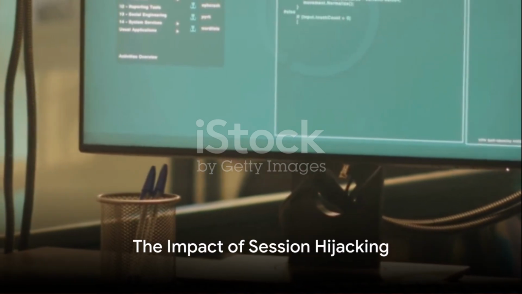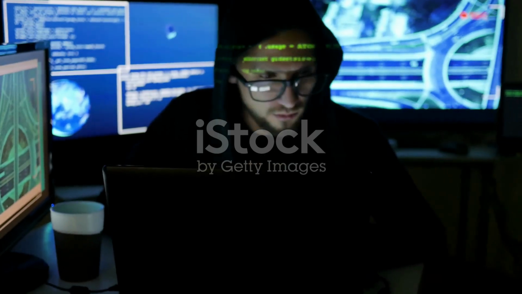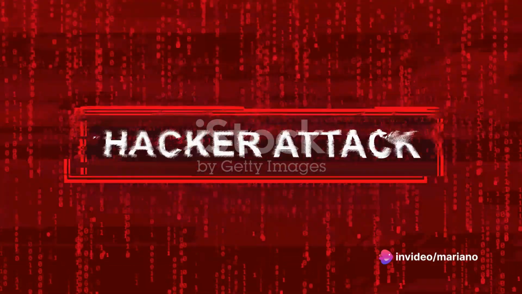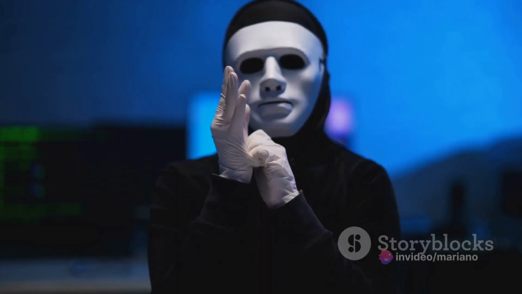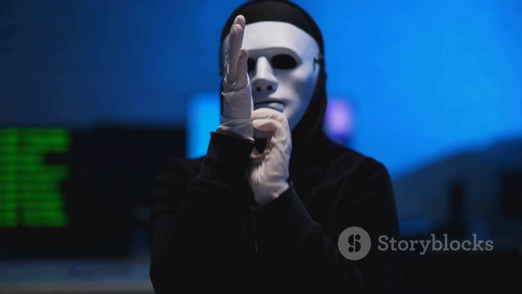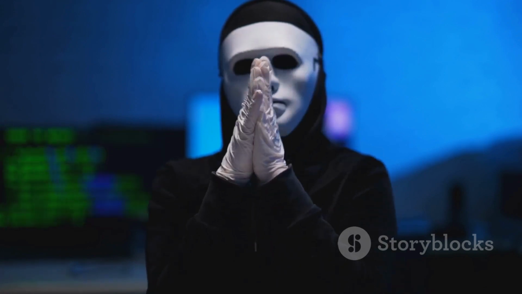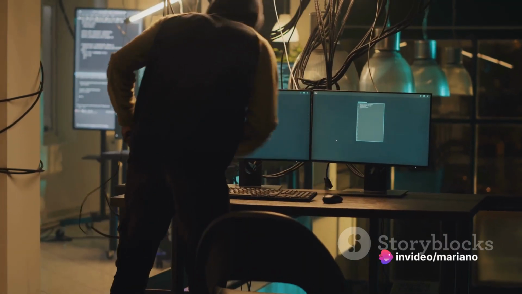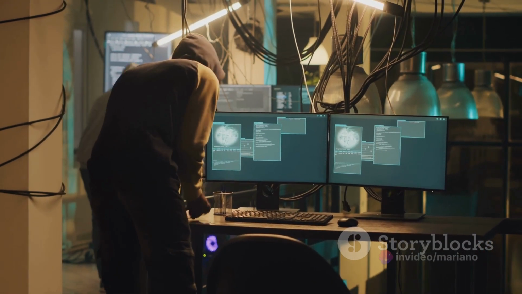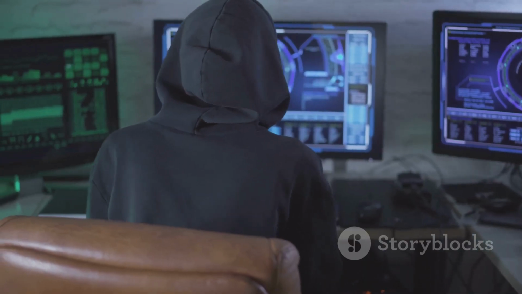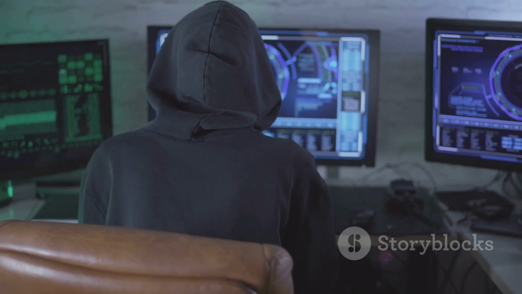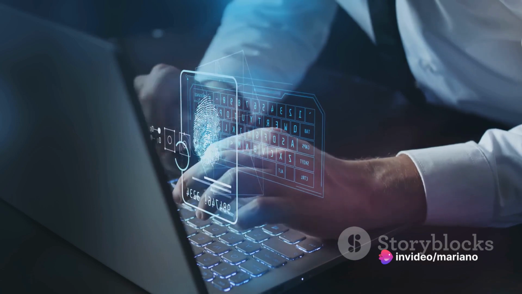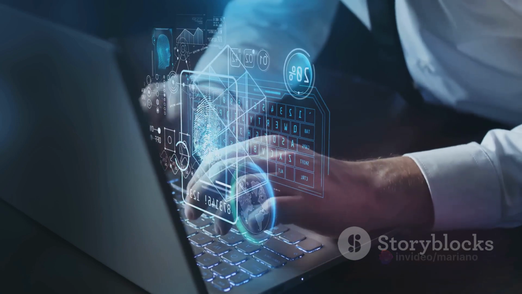So, what happens when an online session is hijacked? This is a question that keeps many cybersecurity enthusiasts up at night. The impacts can be both wide-ranging and deeply personal. Let's delve into some of the potential ramifications. One of the most immediate impacts of session hijacking is unauthorized access to sensitive information. When a cybercriminal takes control of an online session, they essentially step into the user's shoes. They gain the ability to access, view, and potentially even modify the user's personal data. This could include email conversations, social media interactions, or even bank account details, depending on the platform that's been compromised.